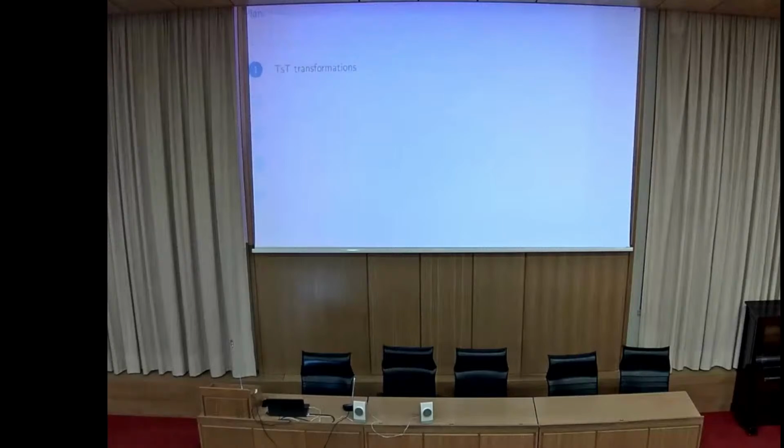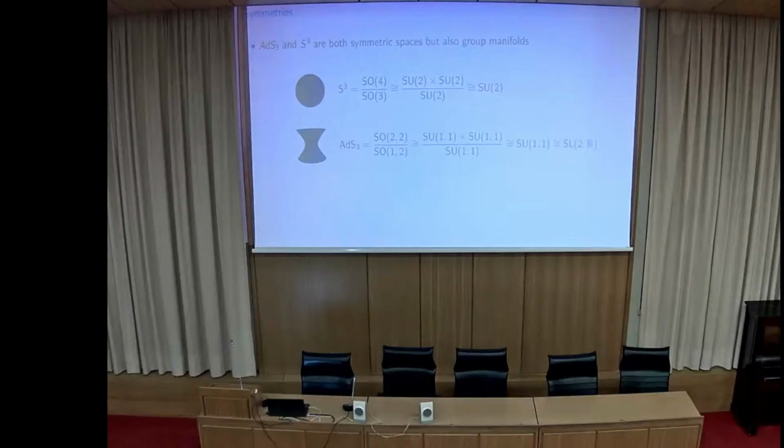All right, so let's start with some examples of TST transformations, which are arguably the simplest type of deformations that one can do. But first of all, in order to tell you exactly how these deformations work, I should say something about the undeformed theory, so just AdS3 times S3 times T4. The reason why looking at AdS3 is interesting is that the three-dimensional sphere and the three-dimensional AdS are symmetric spaces, but they are also group manifolds. And this will allow us to define a lot more integrable deformations than in other setups, for instance AdS5 times S5.